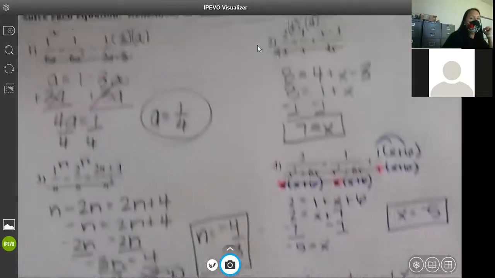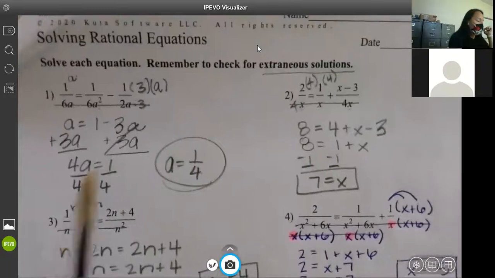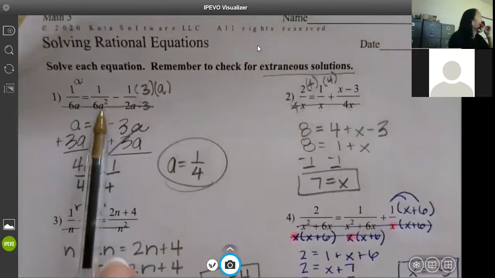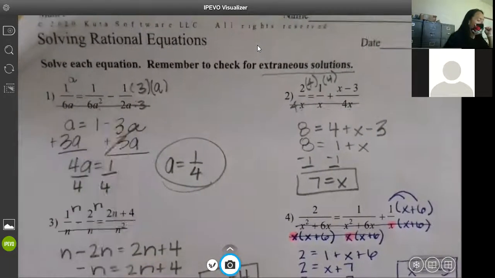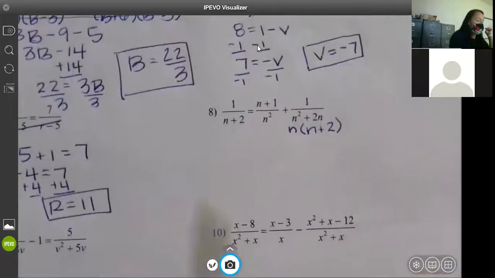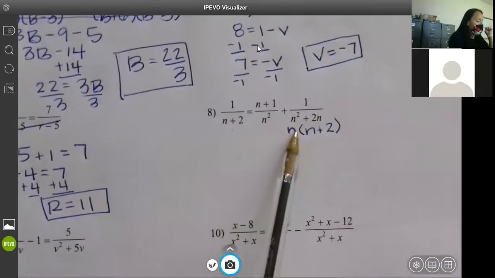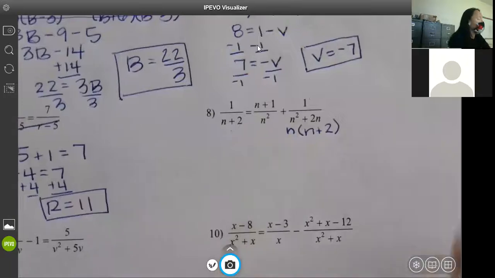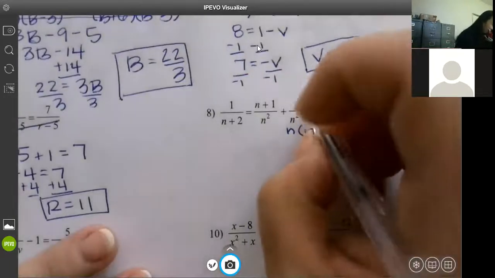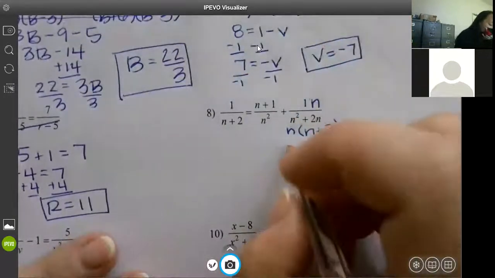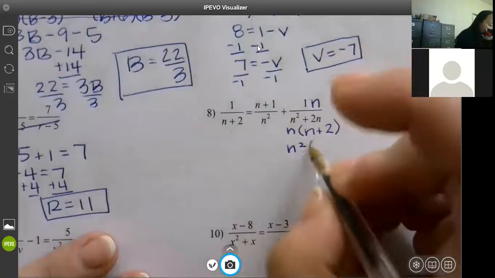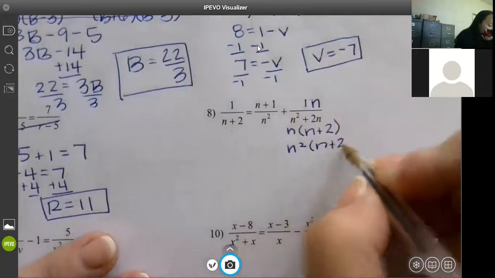So if we go back up to this one, we had the a squared, right? So we had to make both of these a squared. So our biggest n is n squared. So what do I got to do to this one? Put an n, right? I need to make it n squared. Okay, so my common denominator needs to be n squared and n plus 2.